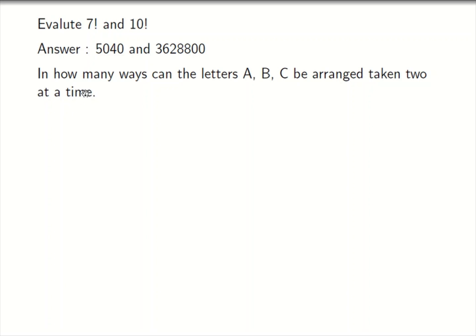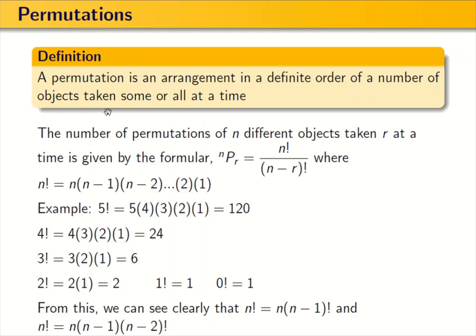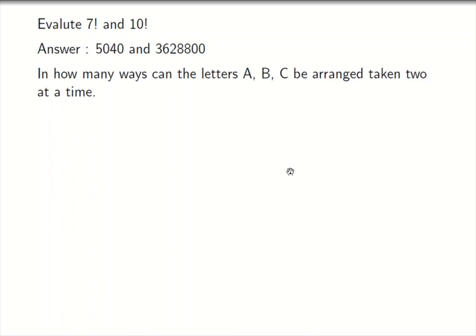Now look at this. In how many ways can the letters A, B, C be arranged, taking 2 at a time? Let's go back to our formula and see. We said the number of permutations of n different objects taking r at a time is given by this. So this is n permutation r, and this is the formula, okay? How many letters do we have here? We have 3, we count them, 3, and we are taking how many? 2 at a time. So our n is 3 and our r is 2.